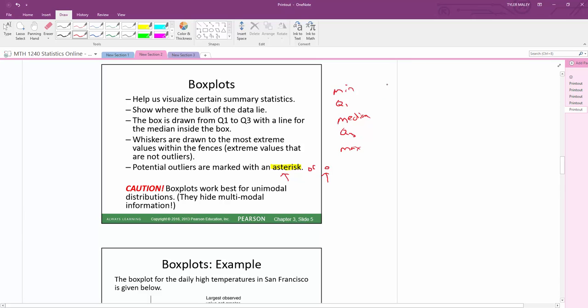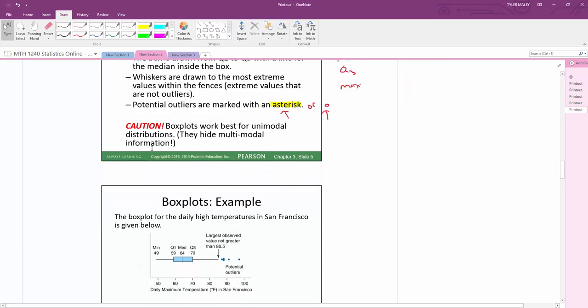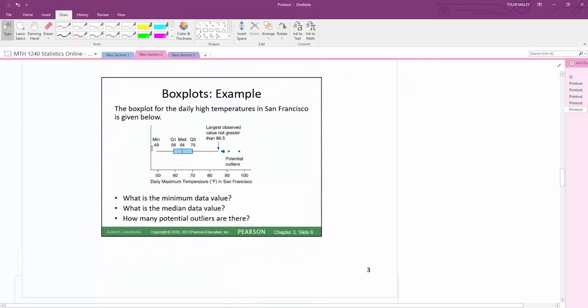And we'll also show where the fences are and outliers. So this will also help us see a distribution, what's going on. All right, so if we go down, here's an example of a box plot. So here's a box plot drawn.